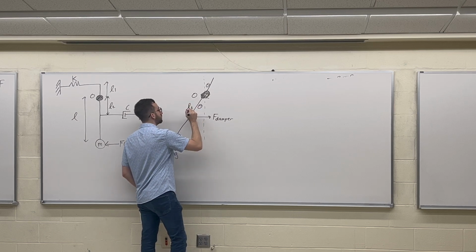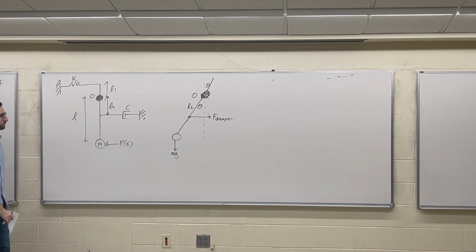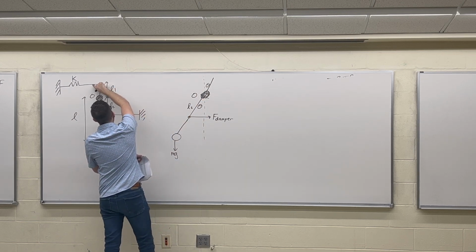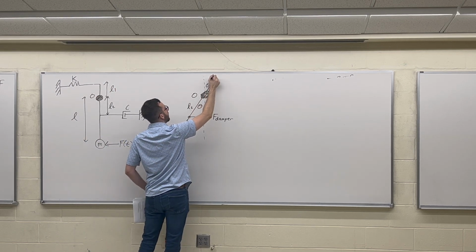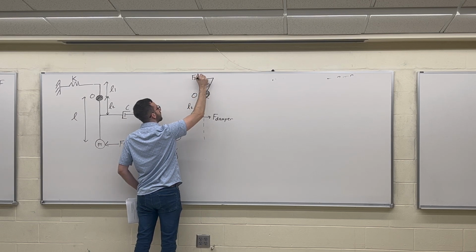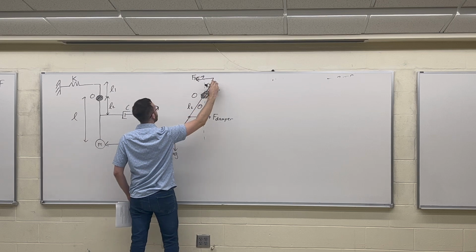And we also have our spring force, which will be pointing to the right or to the left? To the left. If I'm twisting it this way, this spring wants to go back to equilibrium. We'll end up having a force that goes this way. This is F spring. And then this length here we said was L1.